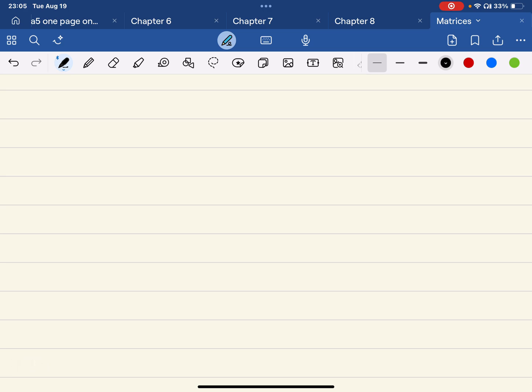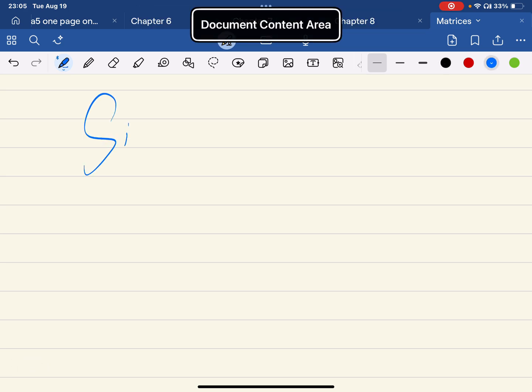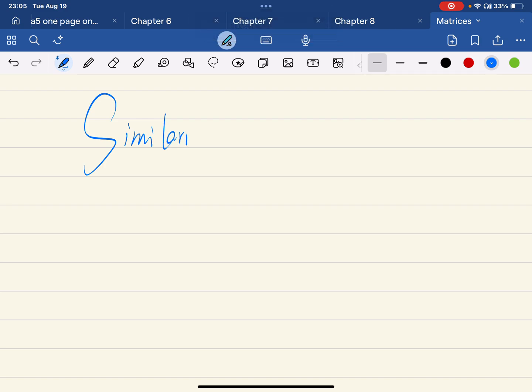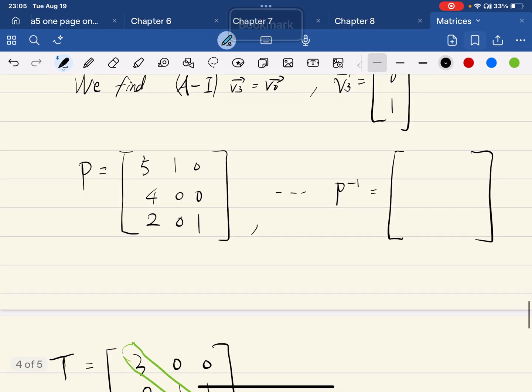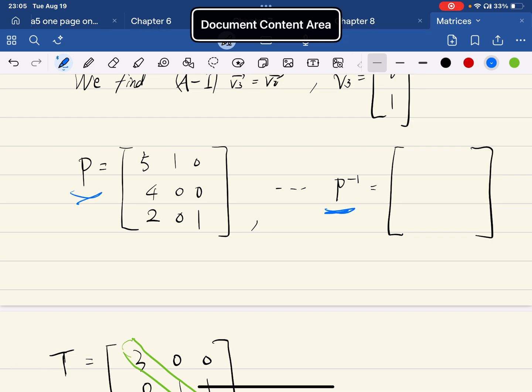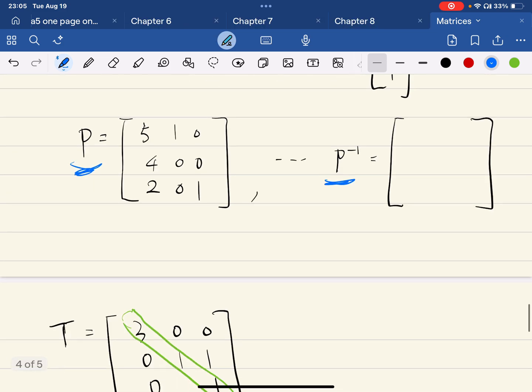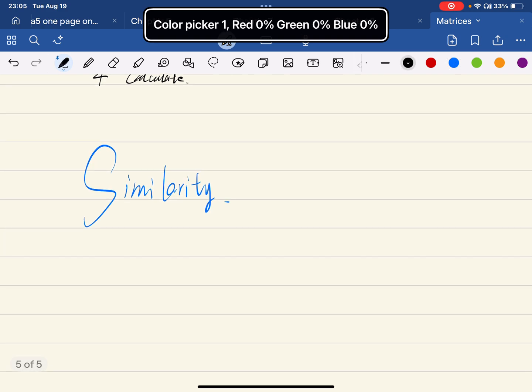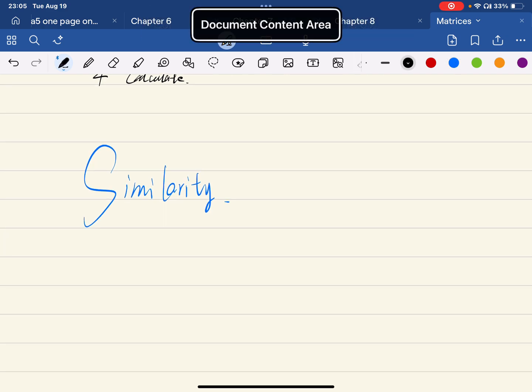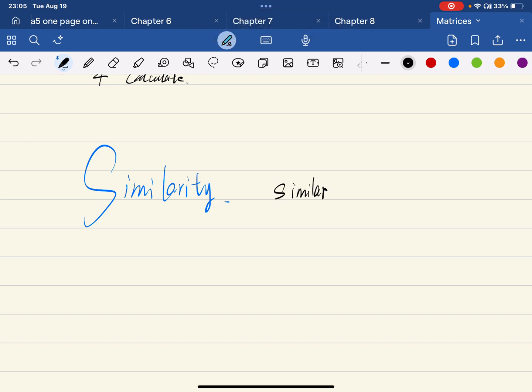Yes, the answer is one word: similarity. What the function P does is that it takes a matrix to another, and we have similar characteristic polynomials.